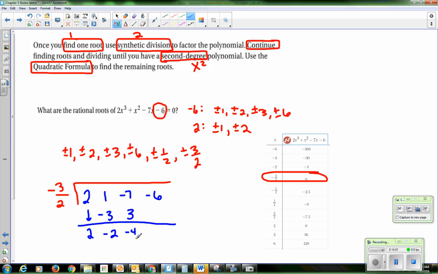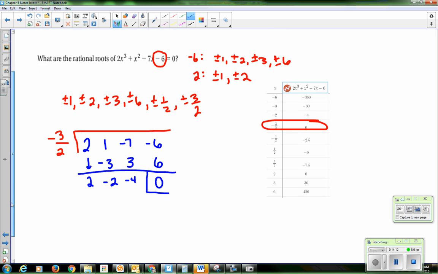-3/2 times -4 is +6. If you don't believe me, go ahead, try it. Do out the math. And so my first factor is x plus 3/2. It's always the opposite of what the root is. And then the other factor is 2x squared minus 2x minus 4.